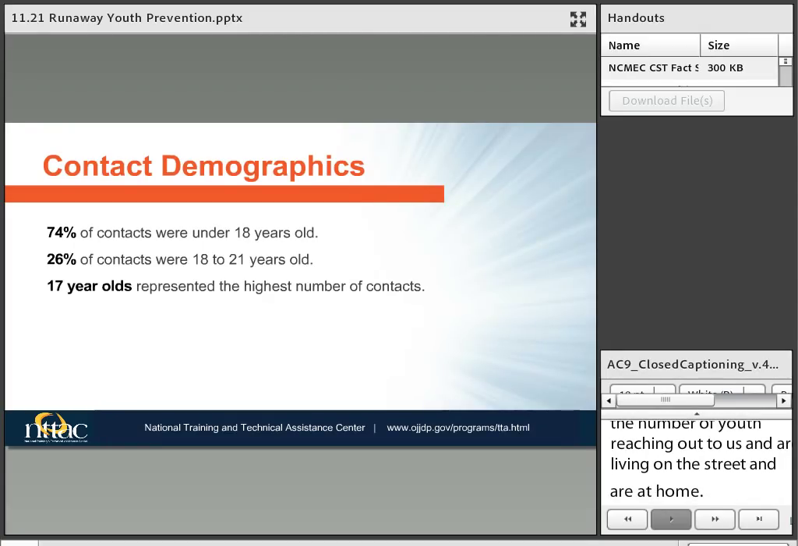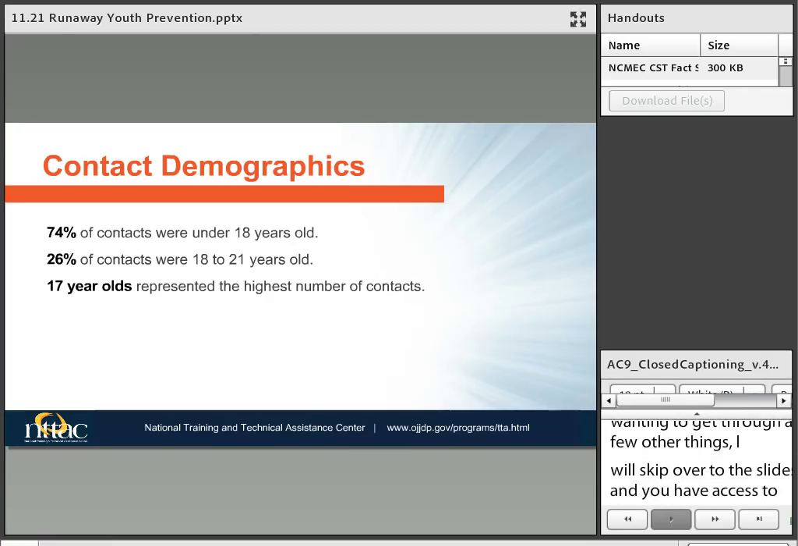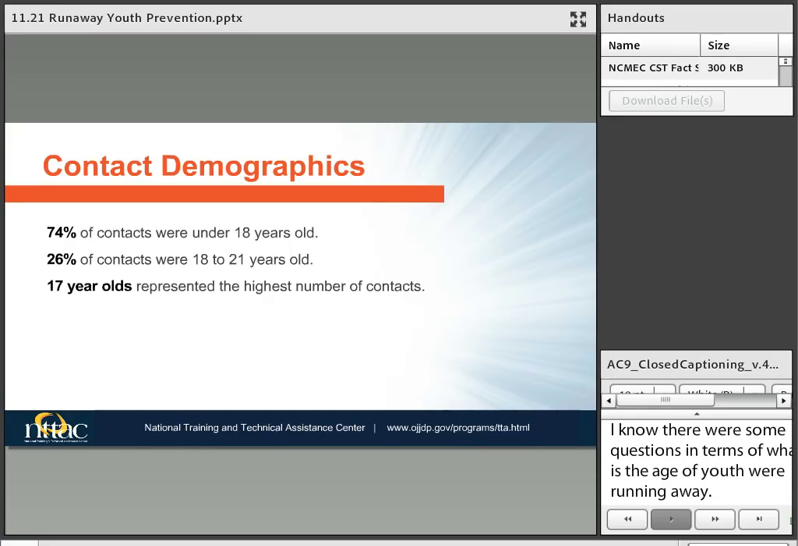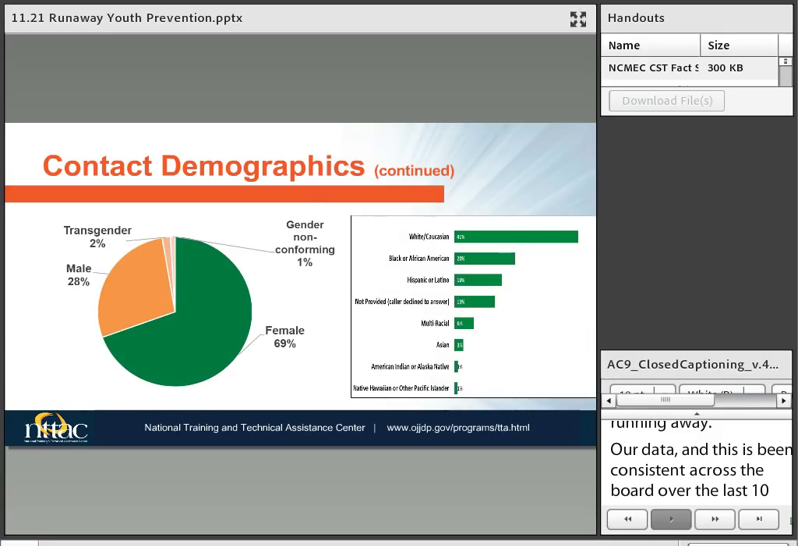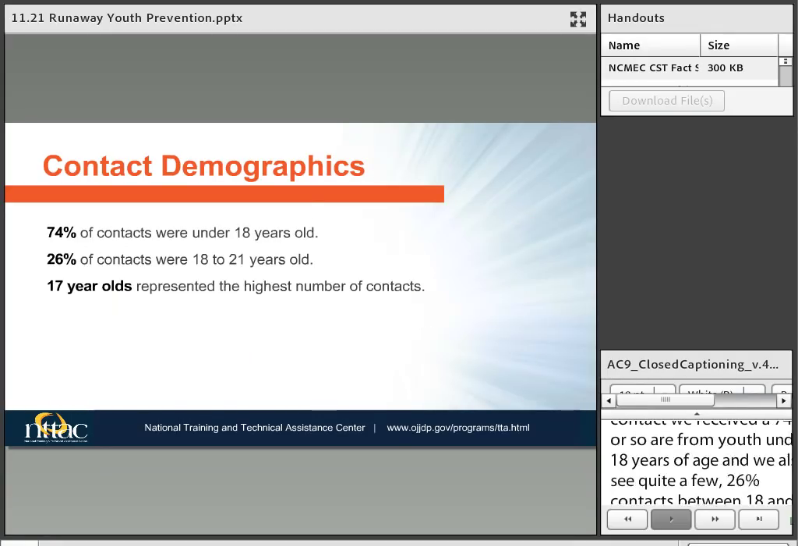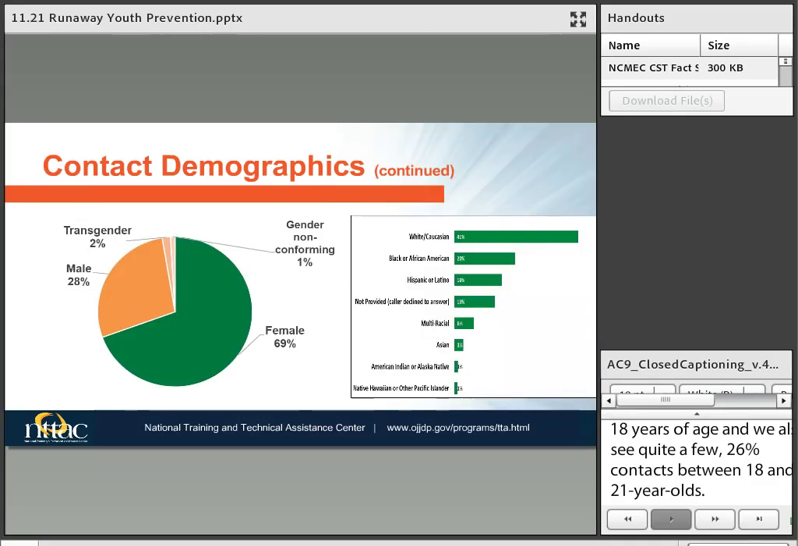I know that there were some questions in terms of what is the age of youth who are running away. Our data, which has been pretty consistent across the board over the last 10 years or so, is that, which is no surprise, the majority of the contacts that we receive, 74% or so, are from youth under 18 years of age, but we are also seeing quite a few, 26% of contacts, between 18 to 21-year-olds. The average age of a youth who reaches out for crisis intervention and support is going to be 17 years old.